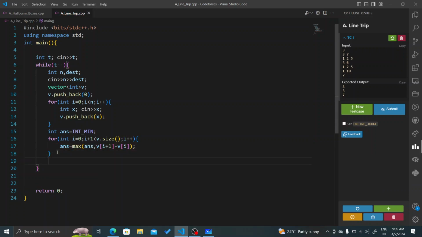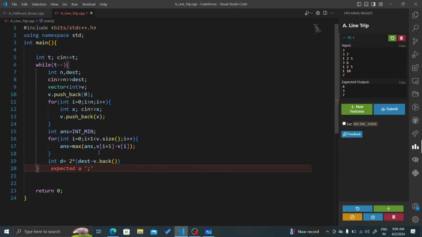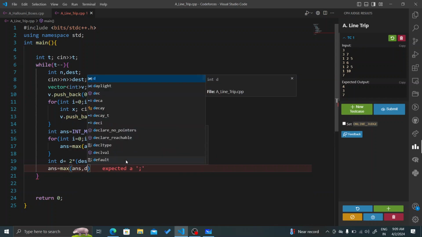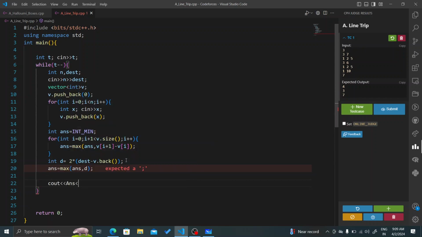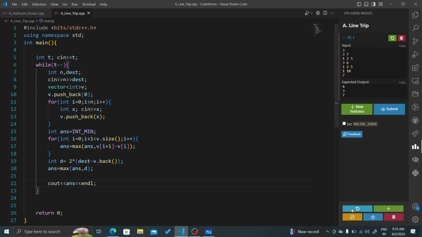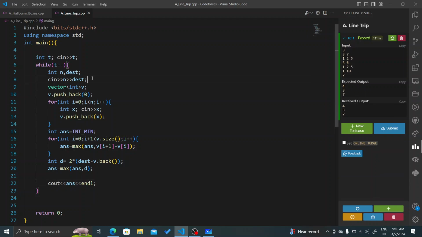Okay, and in last, as we discussed, about the last segment distance, we will require 2 into destination minus the last station, and the answer will be the maximum of both, answer comma D. Print out answer. So let's see if it works or not. Okay, so it's passed. So let's submit this question.